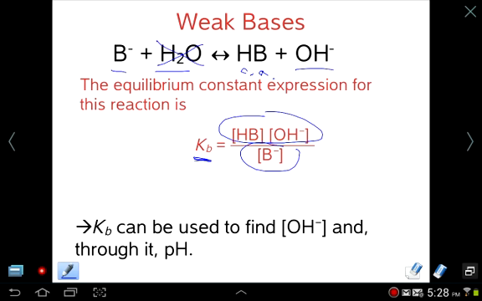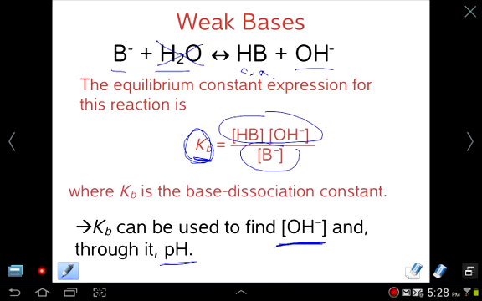And now, having these Kb values for many, many bases, we are able to find the OH at equilibrium, and through it we can find the pH. So essentially what we just did for acids, we're going to do for a weak base. So let's get on it. And these Kb values can be found in reference books, and there is one in the back of our book.